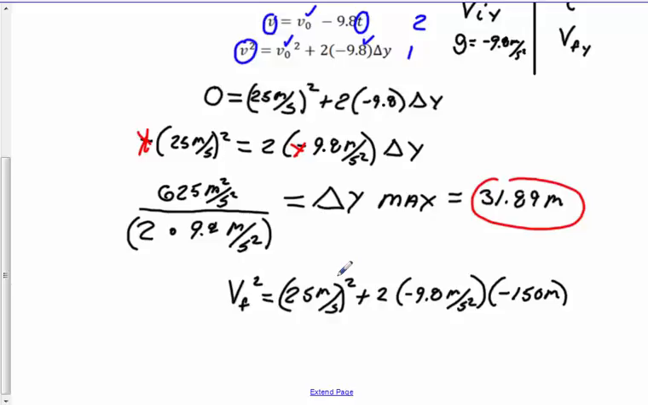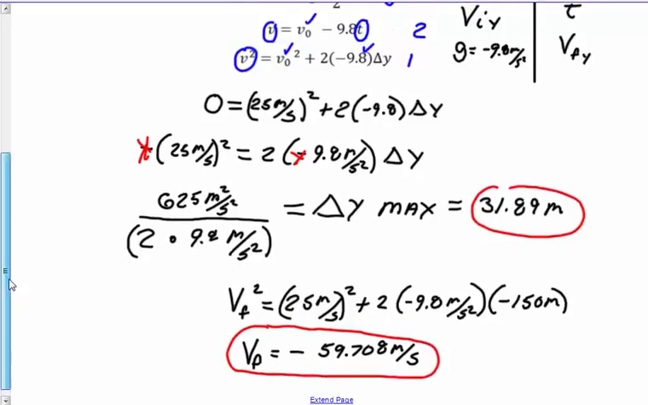That's going to give me 3565. We take the square root of that. And that's going to give me a final velocity when it hits the ground. And remember, when you do the square root, it's plus or minus. That's going to give me a value of negative 59.707. I'll make it 708 just for rounding purposes. 708 meters per second. So that's my velocity at impact.